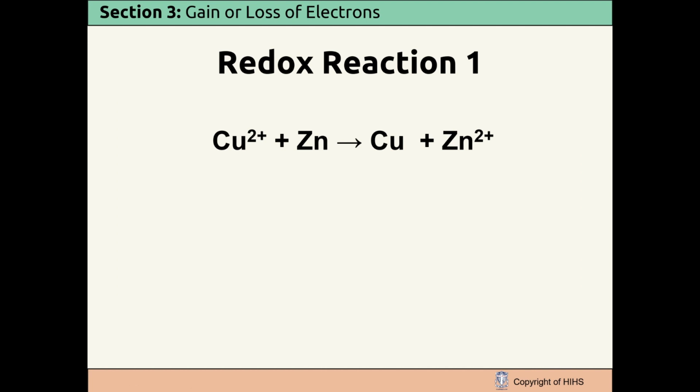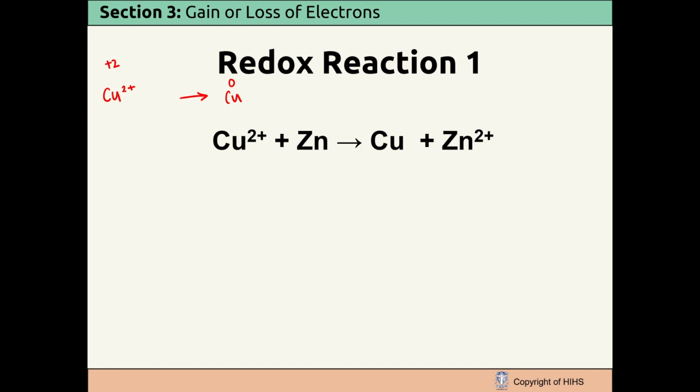If I have copper 2 plus ion reacting with zinc to give you copper plus zinc ion, we focus on copper first to determine in terms of gain or loss of electron. To determine this, we have to write out the partial equation first. What is a partial equation? We focus on just copper. So we put copper ion, gives you copper. Copper has a charge of 0 on the right hand side, and your copper ion has a charge of +2 on the left hand side. The ultimate goal is to make both sides balance out to have a 0 charge.